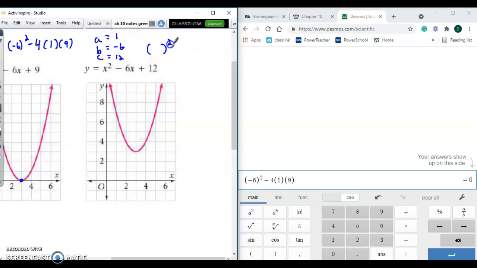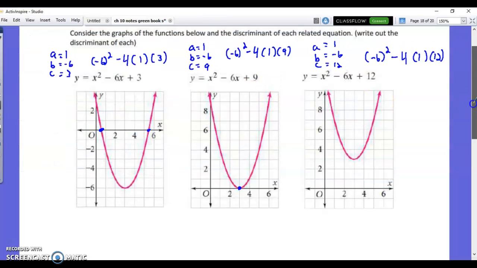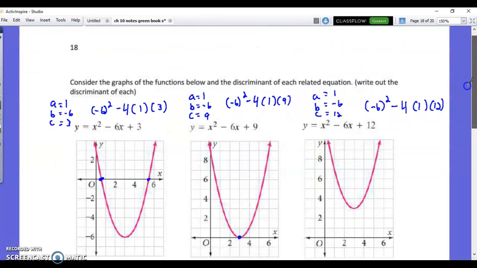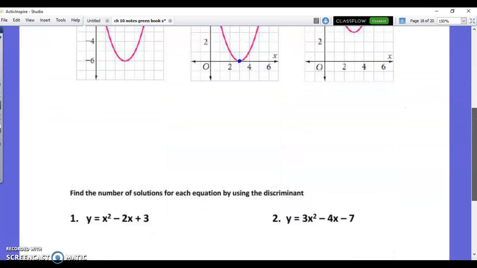So b squared minus 4ac, negative 6, 1, and 12. Over here, all I have to do is change to 12. That's the only thing that's changing in these, and we see it comes out to negative 12. All right, so that's a way that we could tell how many solutions they have.